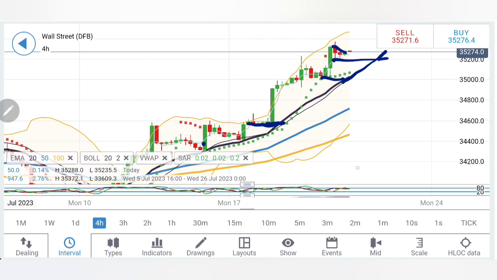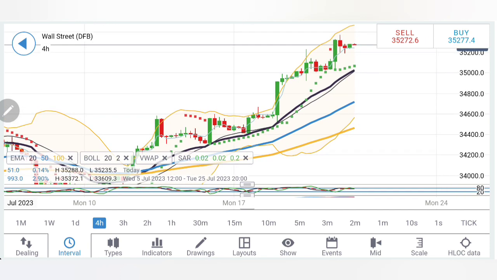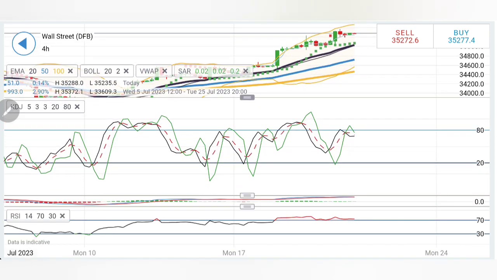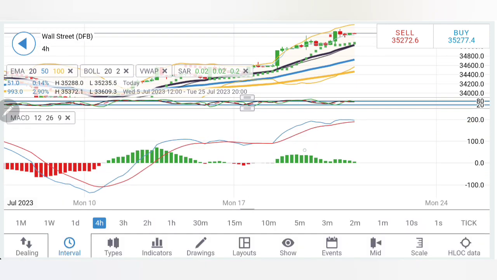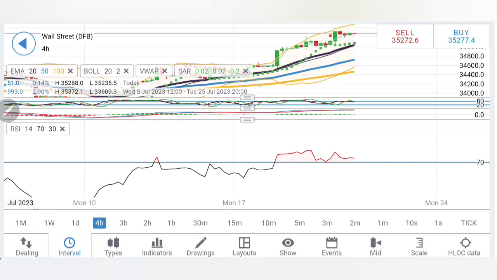If you look at the trend here, rise, convergence here, moving average coming up, price coming down, rise, convergence here, same rise, convergence here, same rise, now convergence here. So now 35,000 levels is where the maximum support exists. Stochastic near to overbought, MACD willing to cross over for sell. RSI is still overbought here.